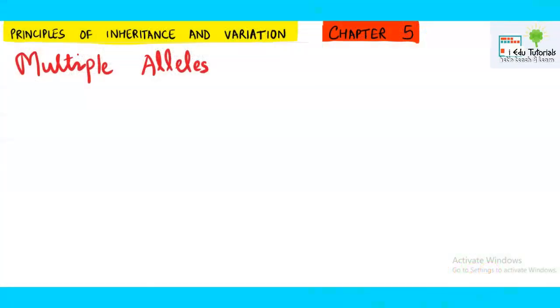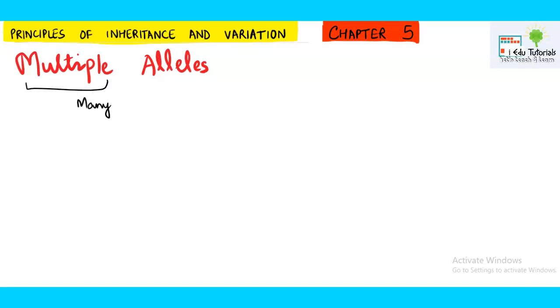Hello everyone. In this video we will study multiple alleles. Multiple means many, and alleles you already know: the alternating form of a gene is known as an allele. Till now, in all the examples we have covered, we have always seen that an allele usually existed in two forms. One was the dominant form and another was the recessive form.